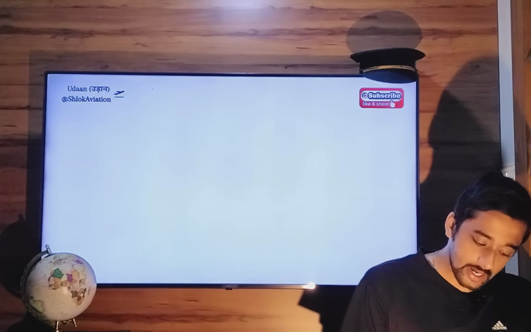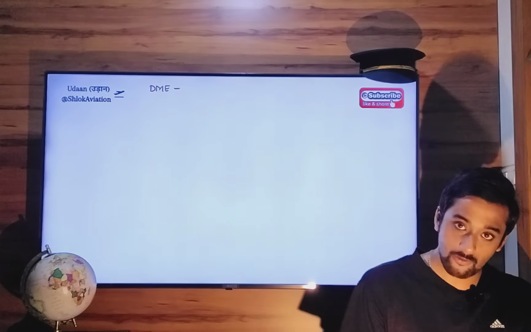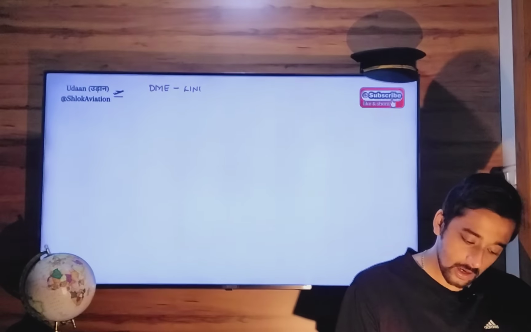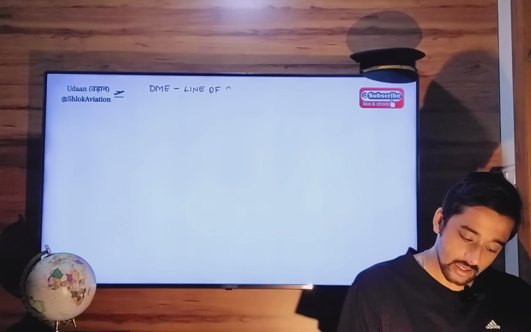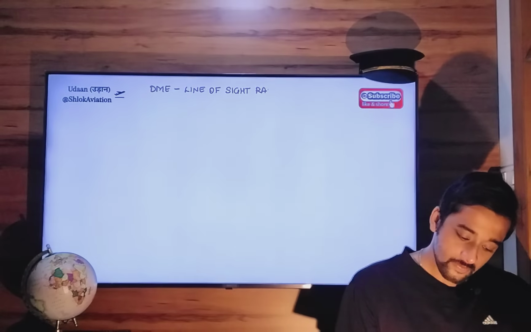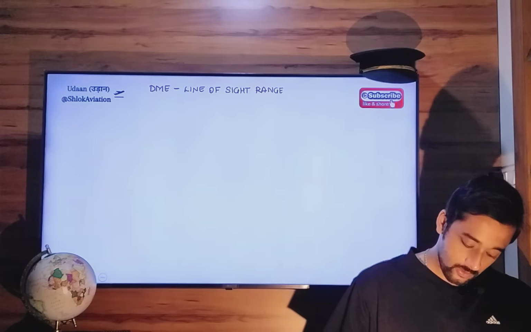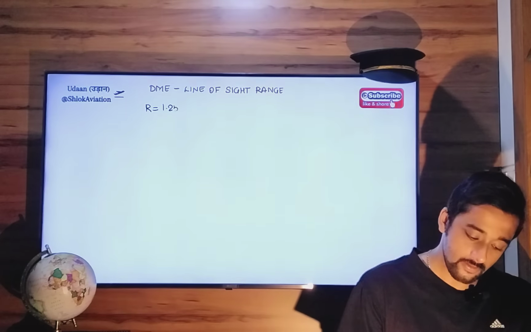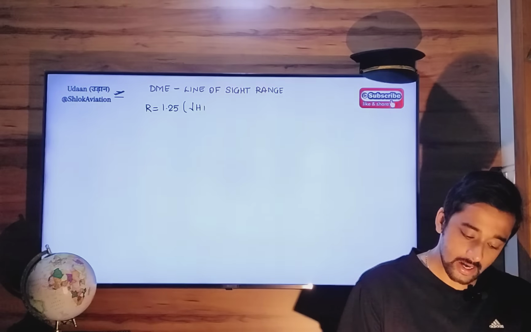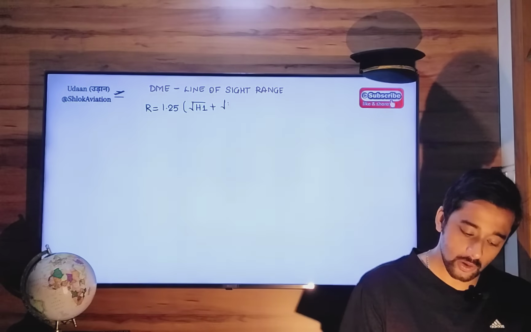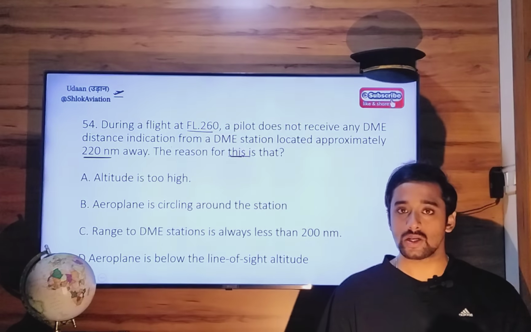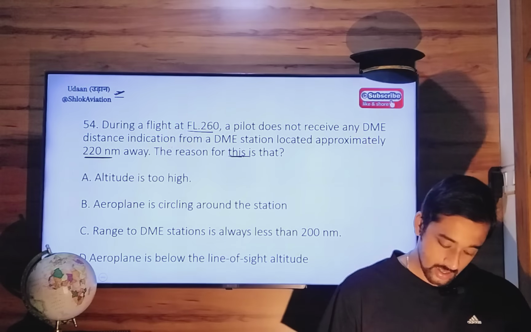Okay, so we all know that DME works on the principle of line of sight range. The formula is: range is equal to 1.25 times the square root of the height of the aircraft plus the square root of the height of the ground station. Now here the ground station height is not given to us. Let's assume it is at ground level.